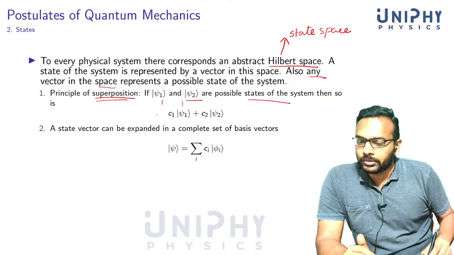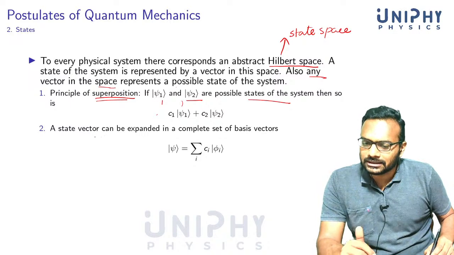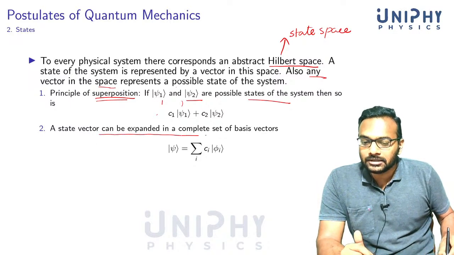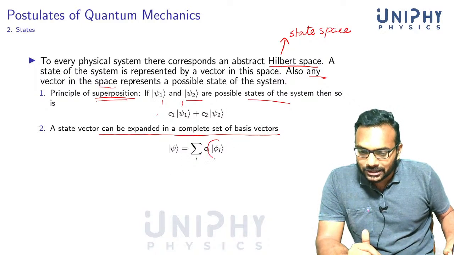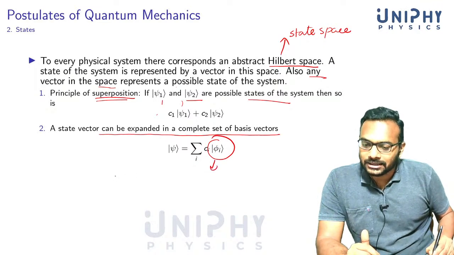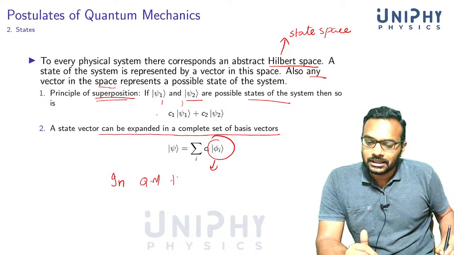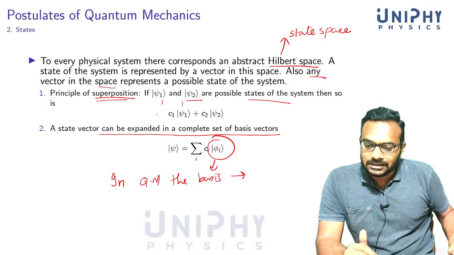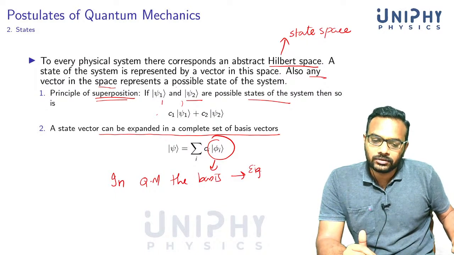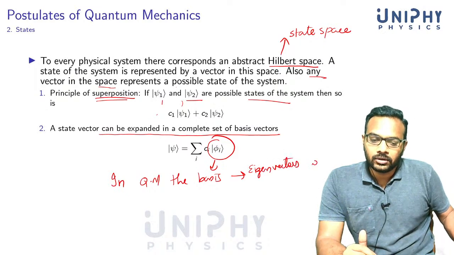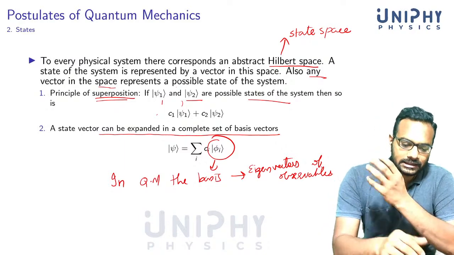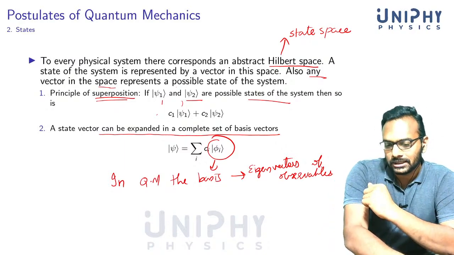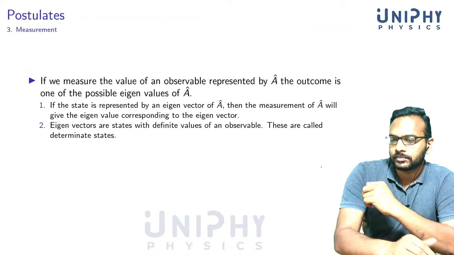Another important part, which you can consider a corollary or a subsection of this postulate: a state vector can be expanded in a complete set of basis vectors. You can expand it like this. The important part here is that the basis vectors we use in quantum mechanics are always eigenvectors of observables, almost always. We don't have to use anything else. So always these are eigenvectors of observables. This is why we are interested in Hermitian operators. Observables are Hermitian operators.